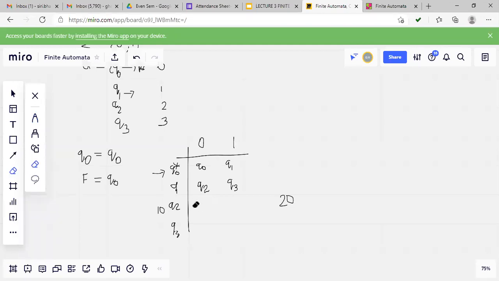I hope students you are understanding this. We are reading 100, that is 4. 100 in binary number is 4, right? 4 divided by 4 gives you remainder 0. So it is Q0. I hope you people are getting me. Students, is there any doubt? Let me know.